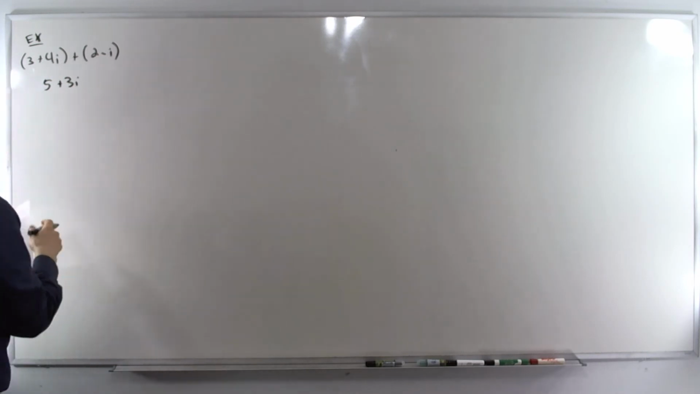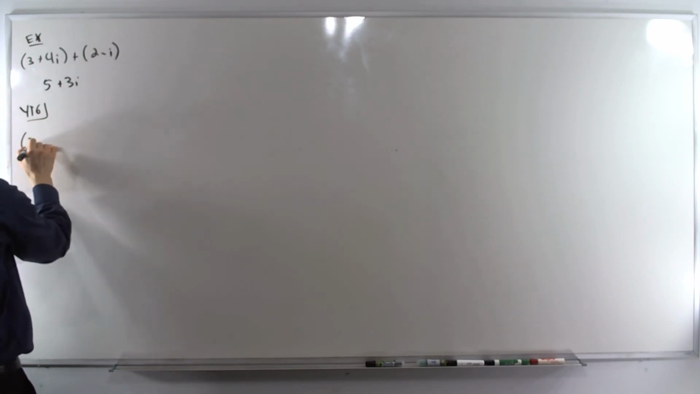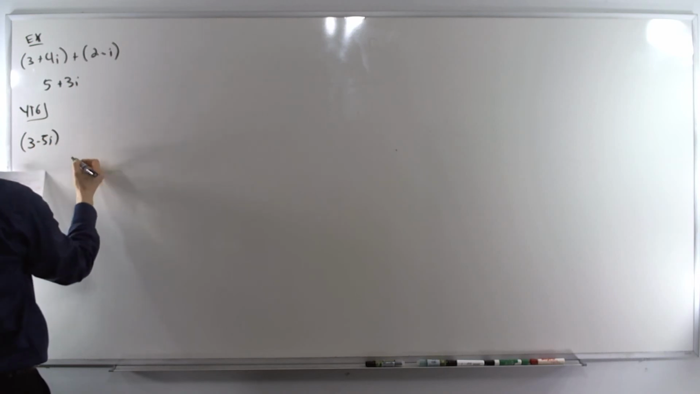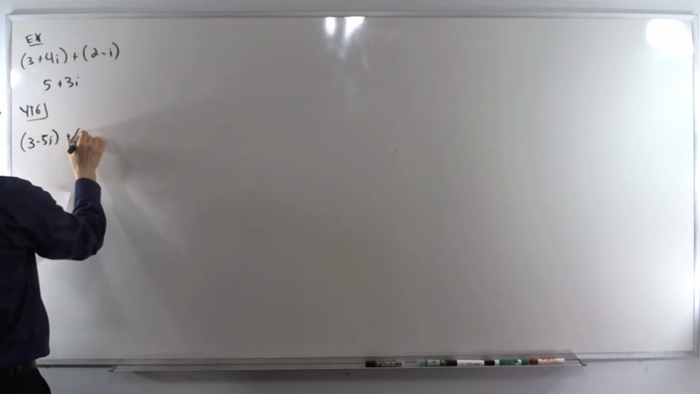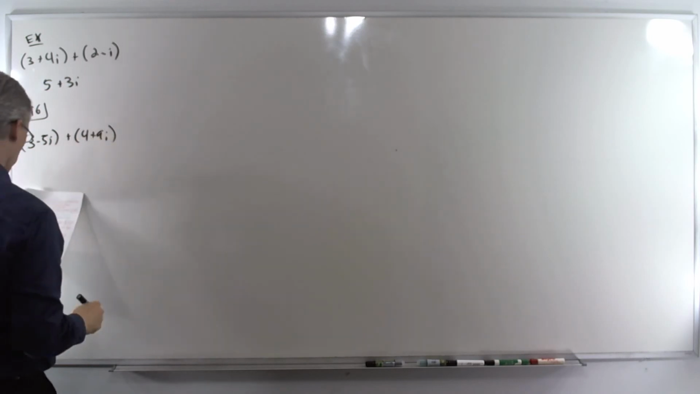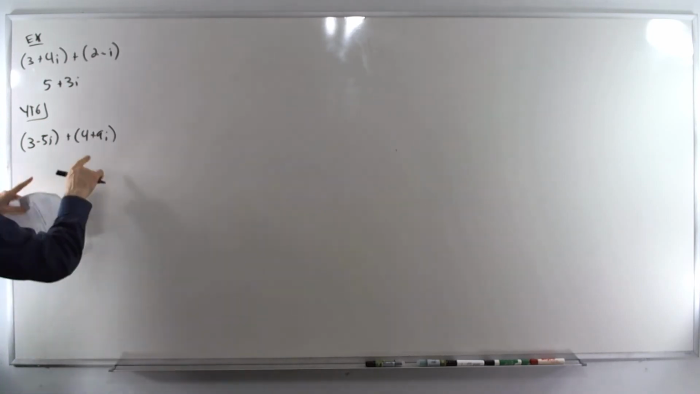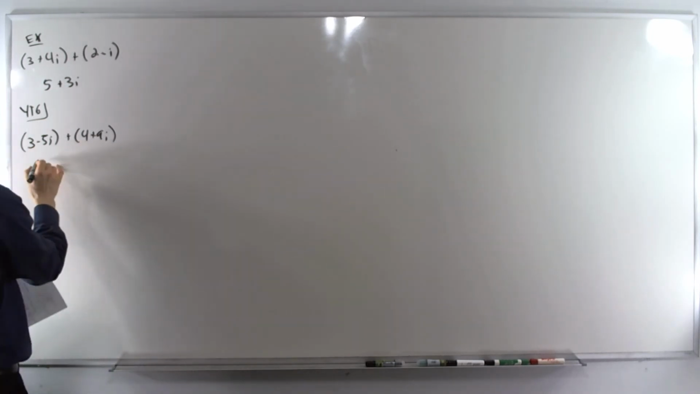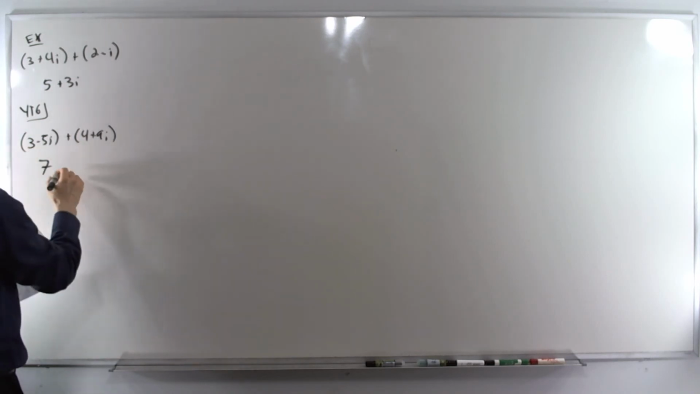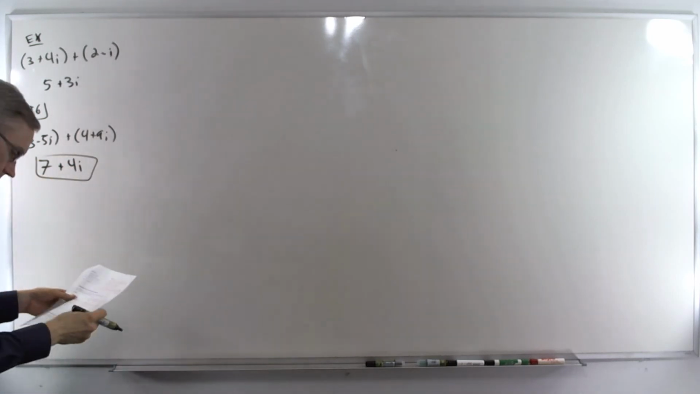Your turn, number 6. We have 3 minus 5i plus 4 plus 9i. Adding together the real parts, that is 7. Imaginary parts, -5 plus 9 is 4, so plus 4i. 7 plus 4i.